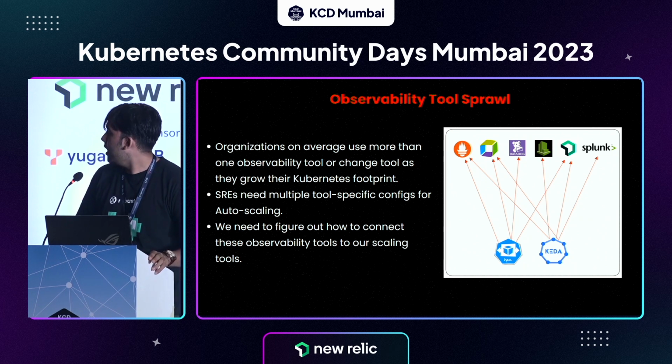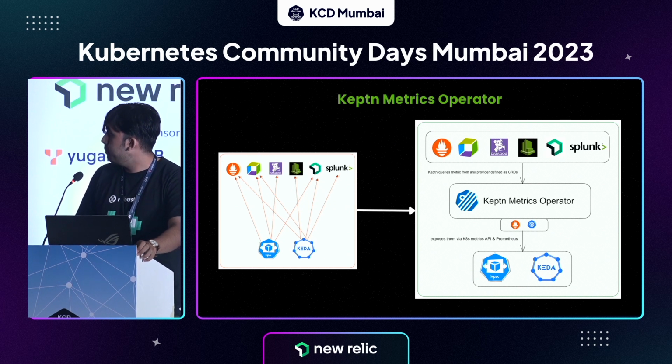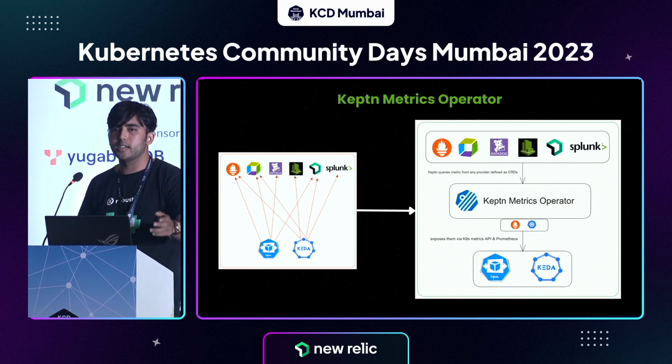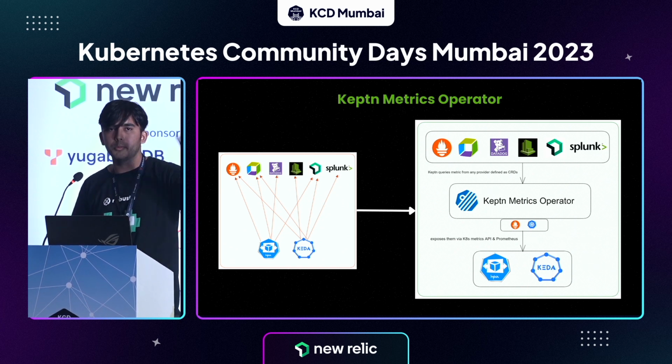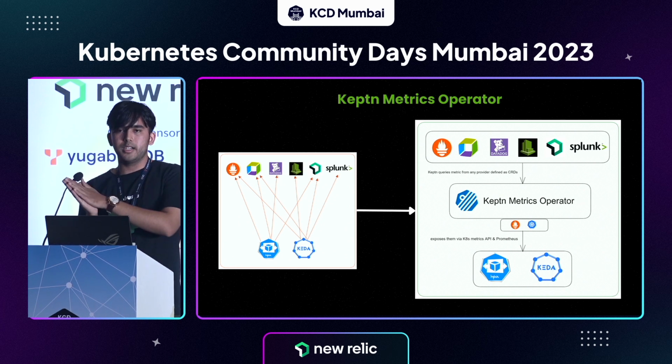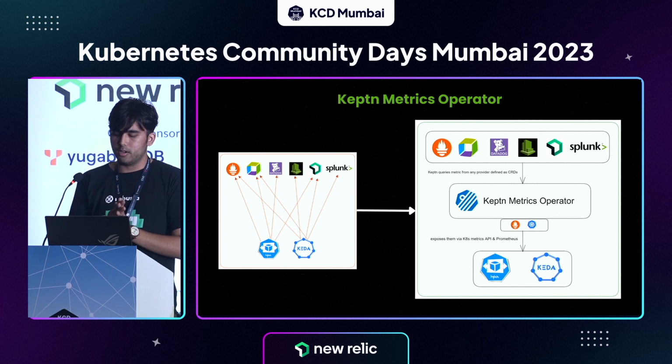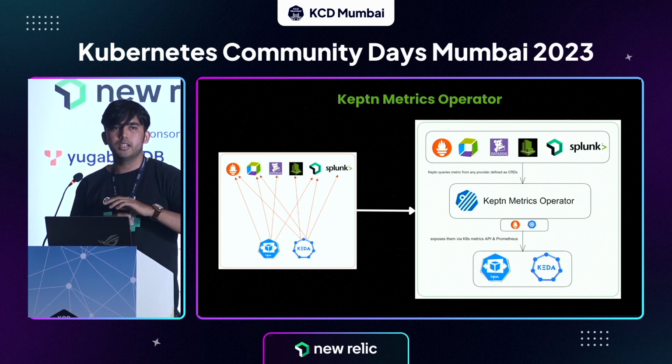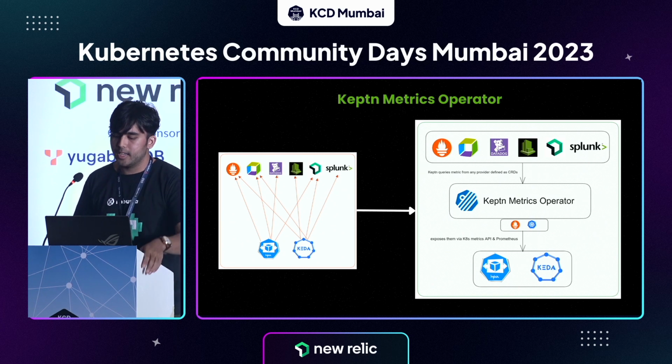The standard I want to introduce you all to is the Keptn Metrics Operator. What the Keptn Metrics Operator does for you is, it will scrape the metrics for you from the provider, and then just expose these metrics via the Kubernetes API or Prometheus, and then tools like HPA and KEDA can scrape them from the API or Prometheus.